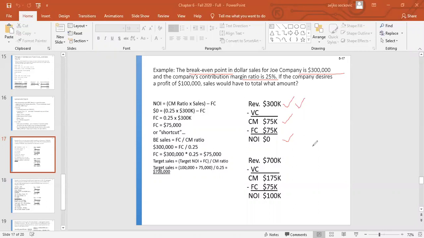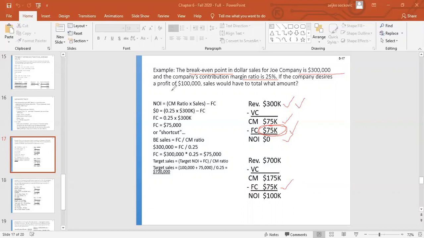Now, why are you doing this? You're doing this to find fixed cost. Why 75,000? Because only 75,000 can be here. 75 minus what is 0? Well, it's 75. 75 minus 75 is 0. So the only number that can be here is 75. Now that you know that your fixed cost is 75, you will plug it into your different scenario.